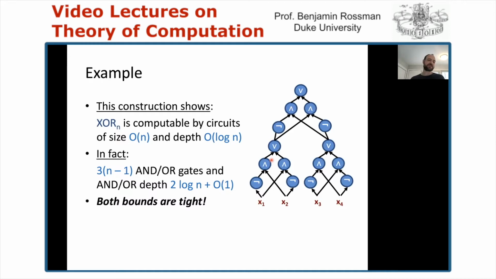In fact, you can check for yourself that in total, you'll get 3n minus 3 AND and OR gates, and depth 2 log n plus order 1. And it turns out you can show that both bounds are tight. We'll actually discuss this later on.